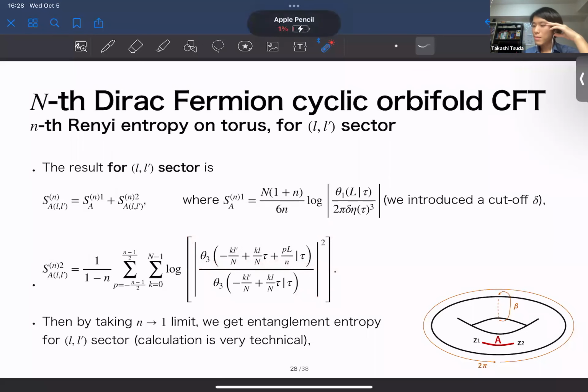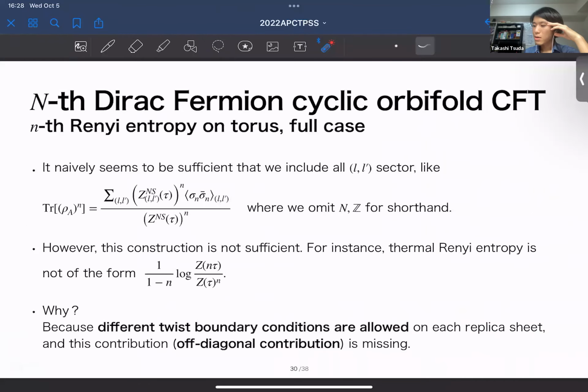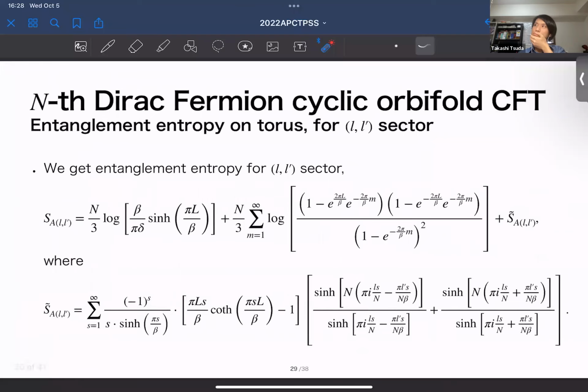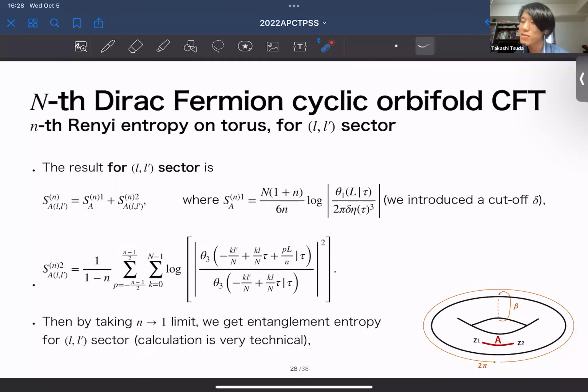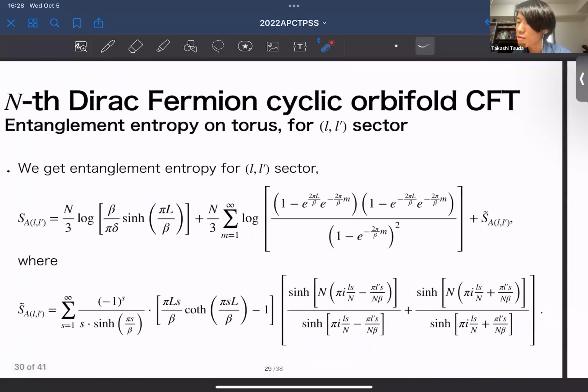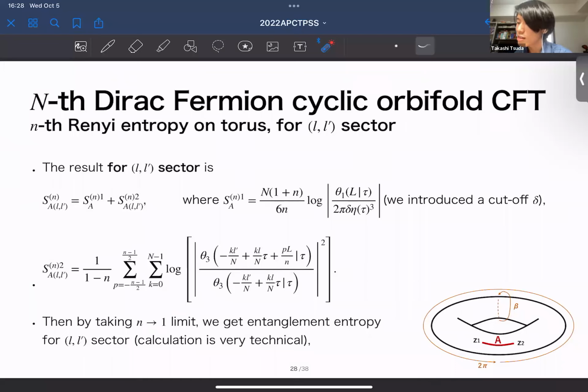Yes, the diagonal part can be understood from something like Hecke operator-like methods. But the off diagonal part is very difficult to understand in such a Hecke operator-like way. Okay, thank you. Thank you for asking.